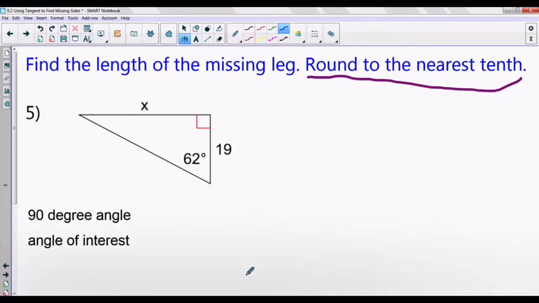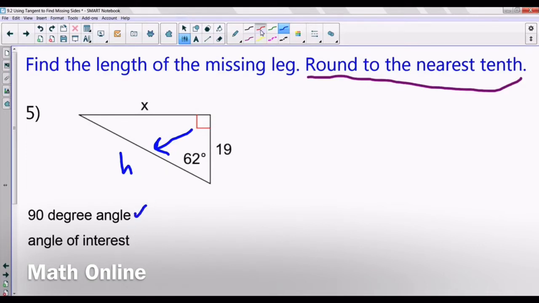The first step is to identify the 90-degree angle. The 90-degree angle on the right triangle is always the corner where you see a little box. So across the 90-degree angle, you always find what side, guys? Hypotenuse. Bingo. It's the hypotenuse. Always across the 90-degree angle, you will always find the hypotenuse. Next, the angle of interest.